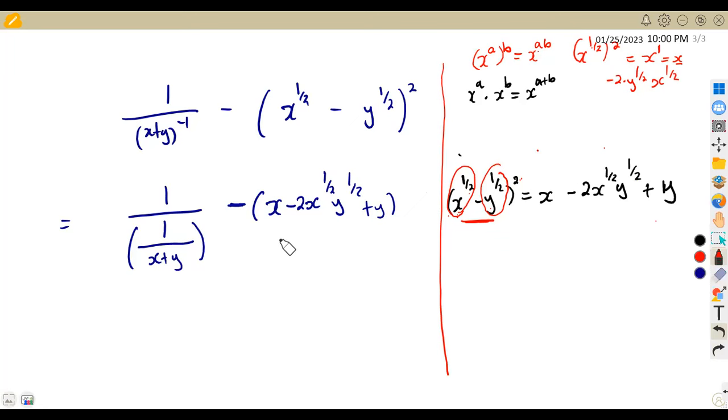No, use the one that is best for you. Okay, on the other hand, we can simplify further here. 1 divided by 1 over x plus y. From our laws, we know that 1 over x.